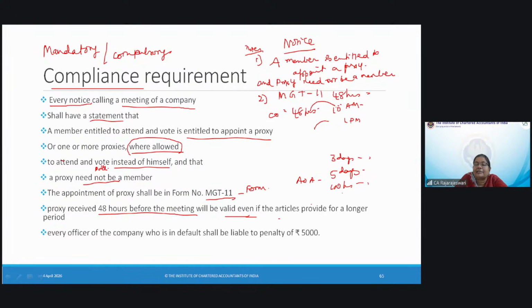But the Act overrides the articles of association here. Whatever has been specified in the articles is invalid if the articles specify a longer time period. Then the Act only will apply. Then every officer of the company who is in default shall be liable to a penalty of 5,000 rupees. So this is the compliance requirement for proxy.